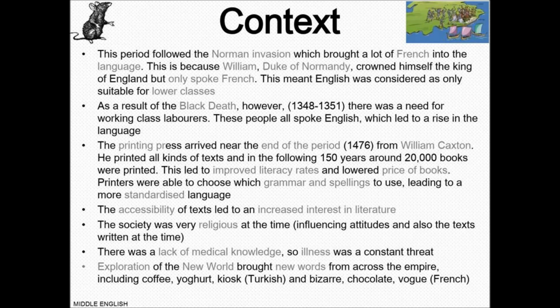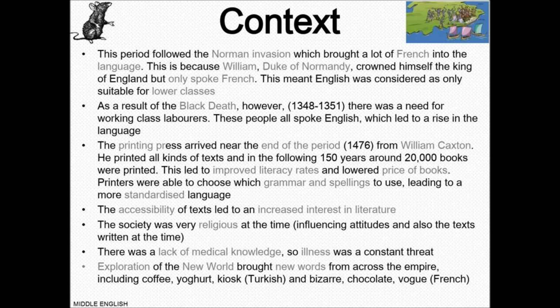So French for the first time becomes the official language of the upper class, the language of administration, the language of the executive, and English becomes the language of the lower classes. It is only as a result of the Black Death, however, around 1350, that there was a need for working class laborers. And these people all spoke English, which led to a rise of the English language into the official domain. The printing press arrived near the end of the period, around 1476, from William Caxton.